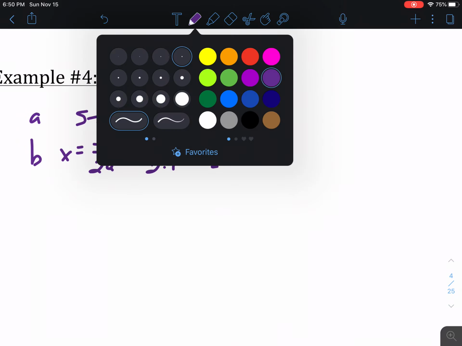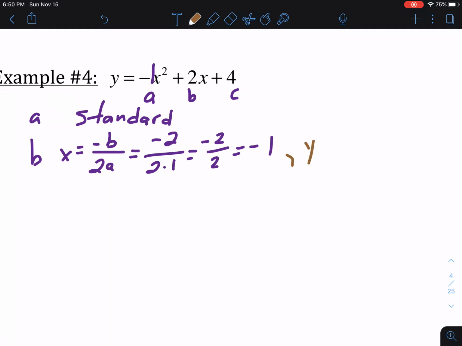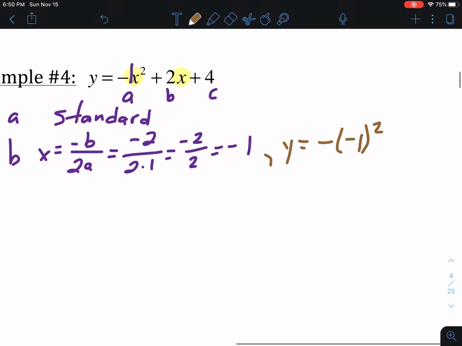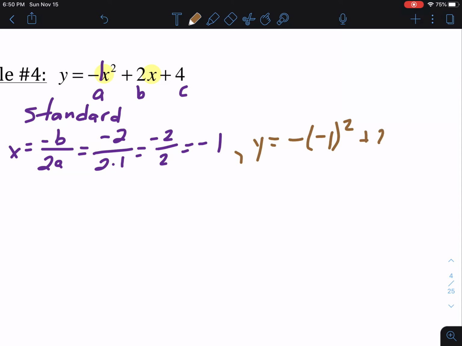Now we want to get the y coordinate. So we're plugging in -1 for the x's. And be careful, you do have a negative right after the equal sign. So negative parentheses -1 squared plus 2 times -1 plus 4. What operation comes first? You should be saying exponent. So this negative, after the equal sign, just drop that down for now. Then you're doing -1 squared, which is 1.